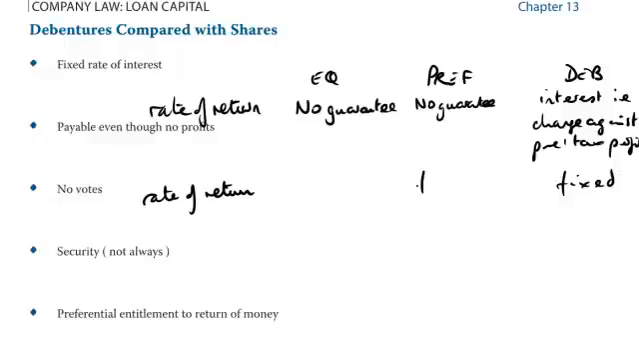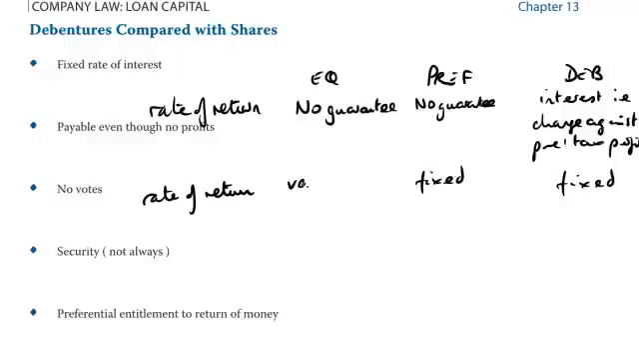Preference shares, their rate of dividend is also fixed, but of course they will only get their dividend if there are distributable profits. So although their rate of dividend may be worse than the equity shareholders' rate of dividend, at least it's a regular one. However, there is no guarantee, because if the company is failing to have any distributable profits, then the preference shareholders will not be paid any dividend.